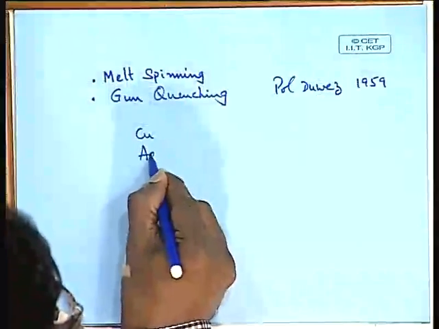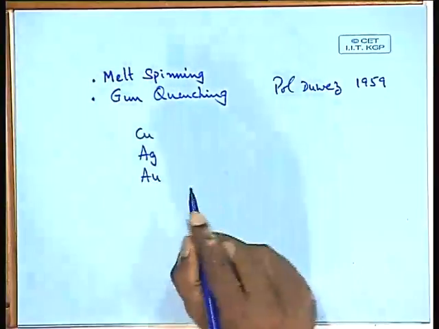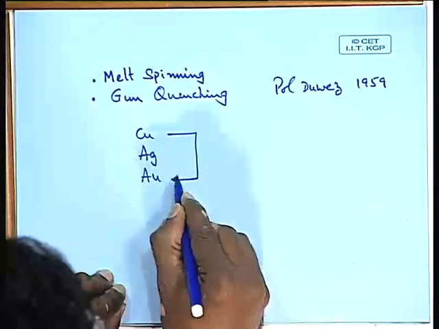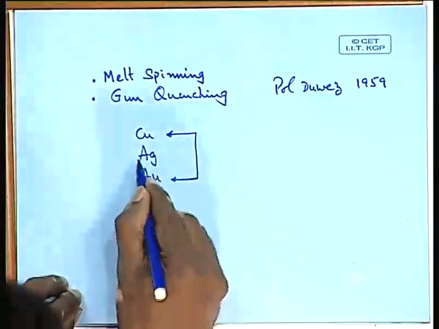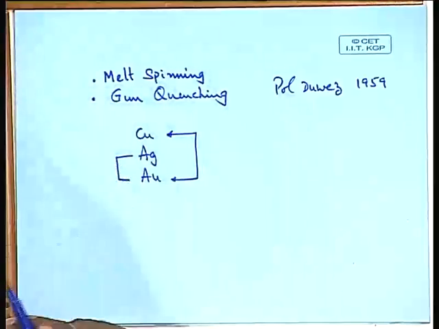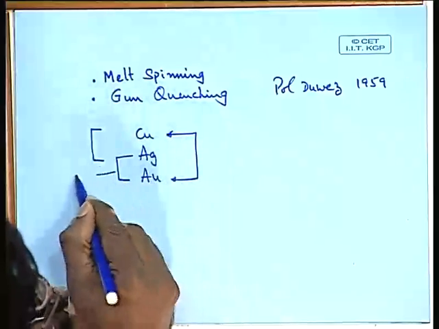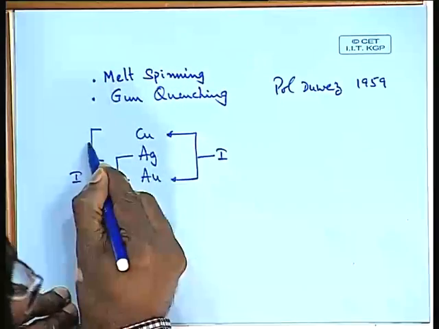So then when he was looking at various phase diagrams, he found interestingly one phase diagram, the copper silver phase diagram, which is a eutectic phase diagram. And if you carefully look at copper, silver and gold, these 3 noble elements, copper and gold form isomorphous, silver and gold form again isomorphous, but copper and silver is eutectic.